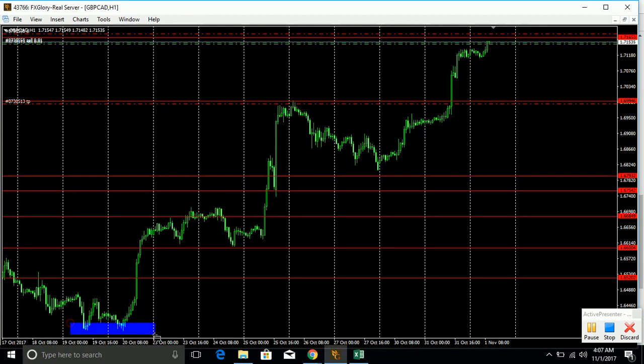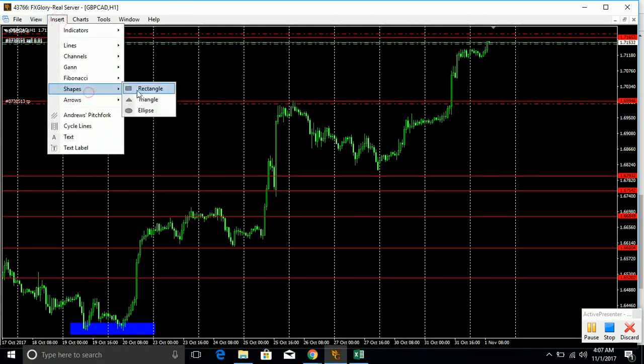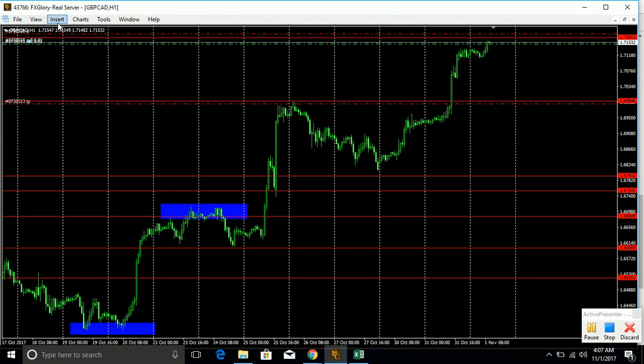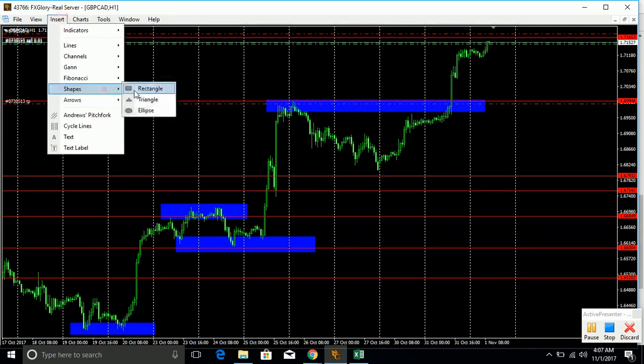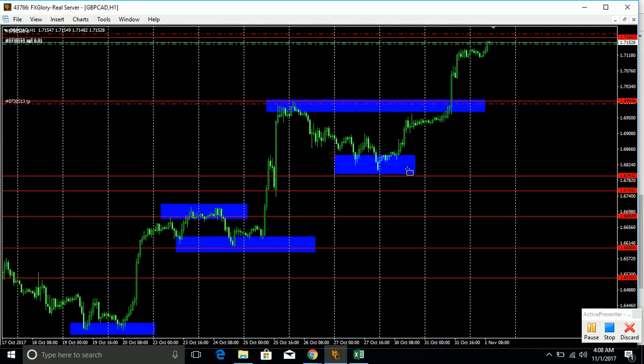We can see a low. We can see a high. We can see a low. We can see a high. We can see a low. But notice how every low is a previous structure, or every high is a previous structure. So we have a low, high, low, high, low.